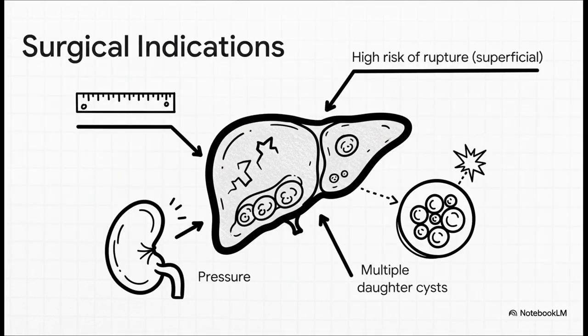I'd recommend surgery for this patient specifically because of the large size and the fact that it has multiple daughter cysts. Other clear reasons to go to surgery would be if the cyst was complicated, meaning it had ruptured or gotten infected, if it was causing pressure on nearby organs, or if it was located very close to the surface of the liver, putting it at high risk of rupture.